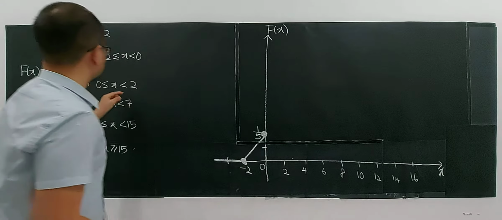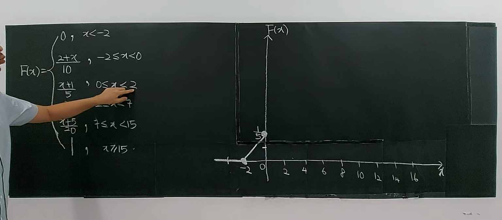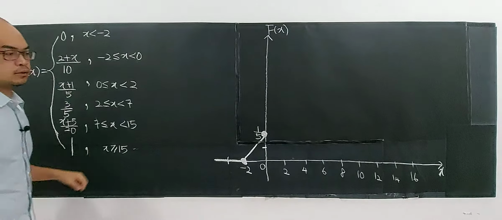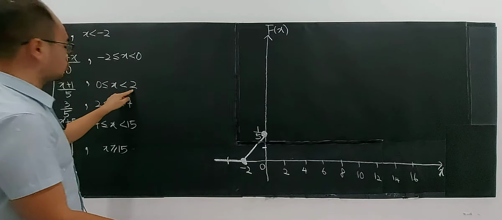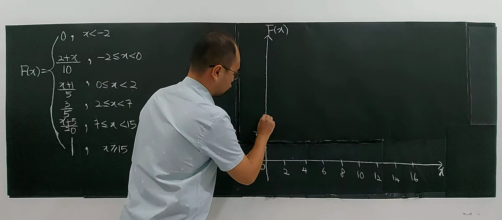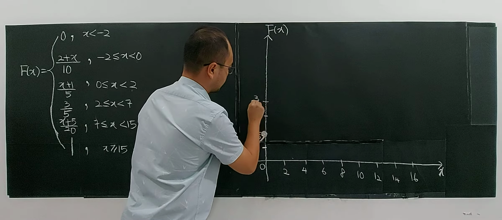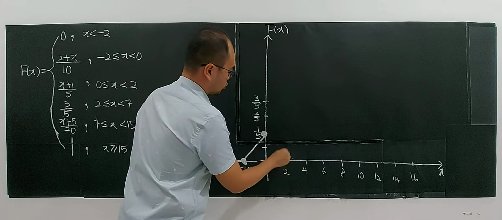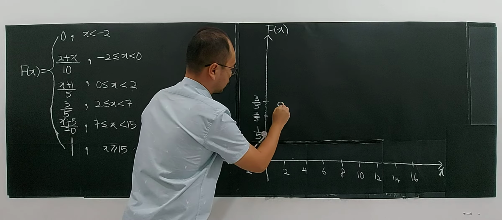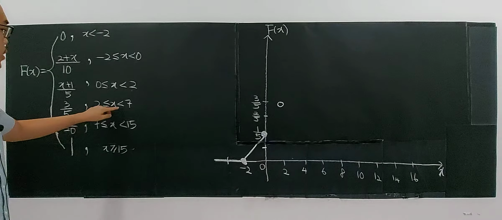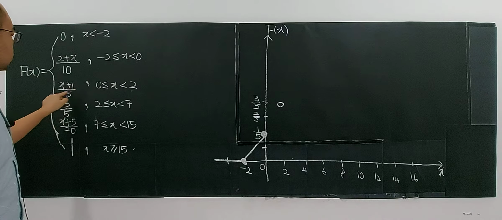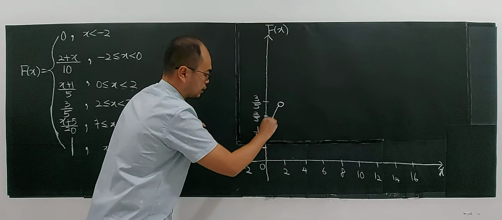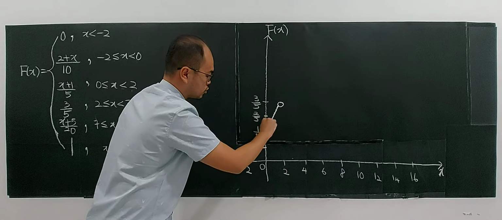So then 2, right? You substitute the value of 2, 2 plus 1, 3 over 5. So during 2, it will be 3 over 5. So I put an empty circle here, because they are not equal. So now I draw again, it's also a straight line.